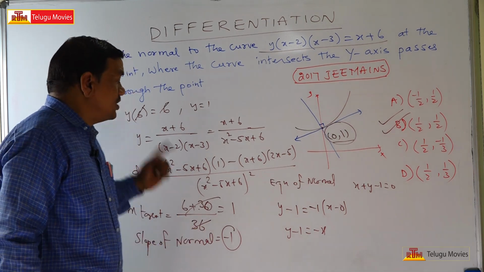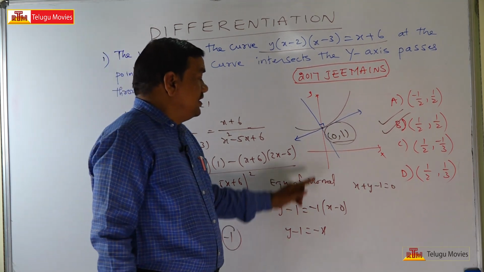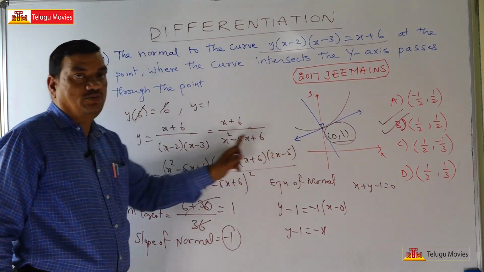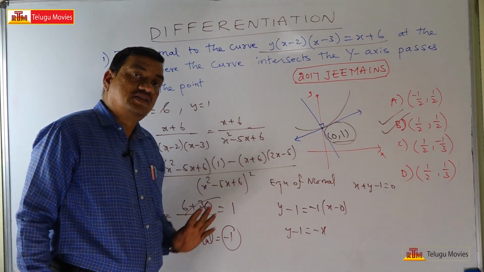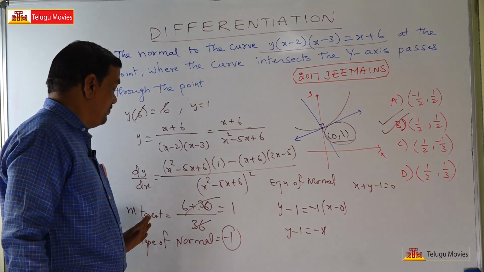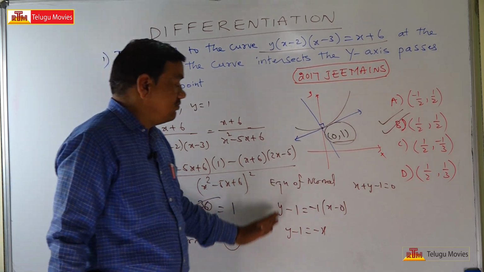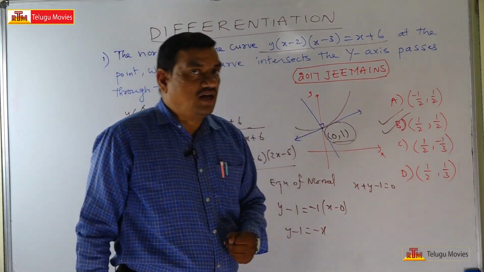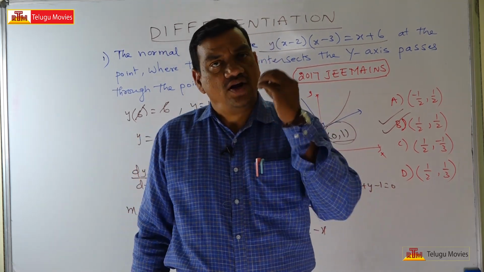The only thing to note from this problem is, here don't simplify this expression. Don't waste your valuable time simplifying this expression. Why? Because here x value is 0, you can substitute and get the slope of the tangent, automatically the slope of the normal, the equation of the normal, substitute and get the answer. I hope that you understand this solution. Let us go for the next problem.